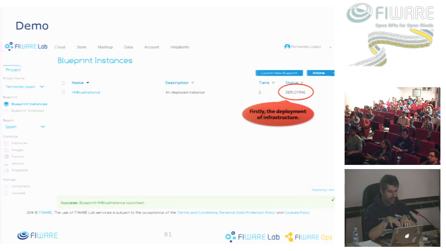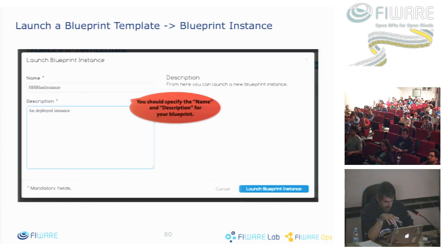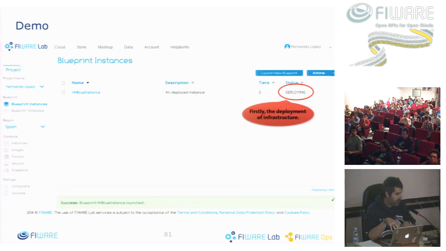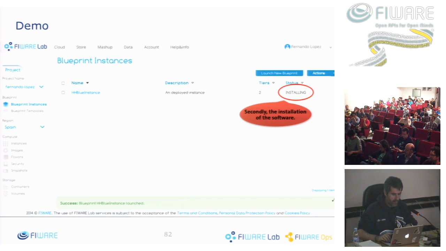Well, when you click on the launch blueprint instance button, you will see something similar to this, in which the first step is the deploying status, which means that I am resolving the deployment of the virtual machine, the deployment of the networks, the configuration of the security groups, and so on. When all this is finished, we move to the installing process, which means I have finished the configuration of my virtual machine and my networks. Now I start the installation of the software that I specified in the template, for example MySQL, MongoDB, Orion, or whatever.